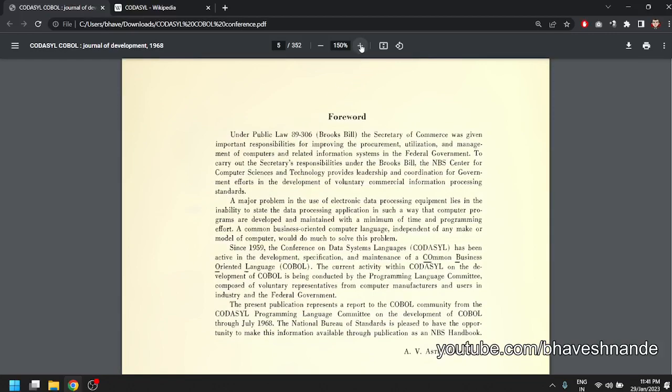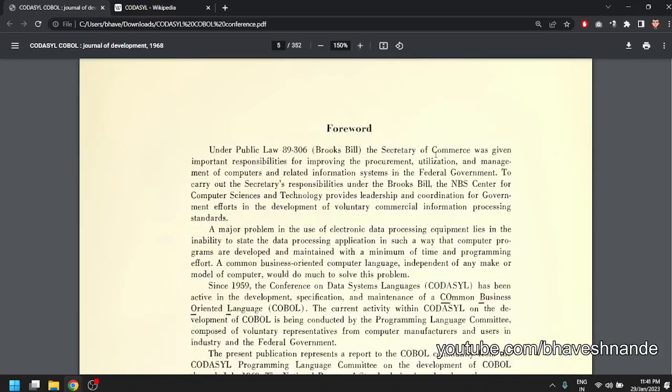So, forward. Under public law, the Secretary of Commerce was given important responsibilities for improving the procurement, utilization, and management of computers and related information systems in the federal government. To carry out the Secretary's responsibilities under the Brooks Bill, the NBS Center for Computer Sciences and Technology provides leadership and coordination for government efforts in the development of voluntary commercial information processing standards.